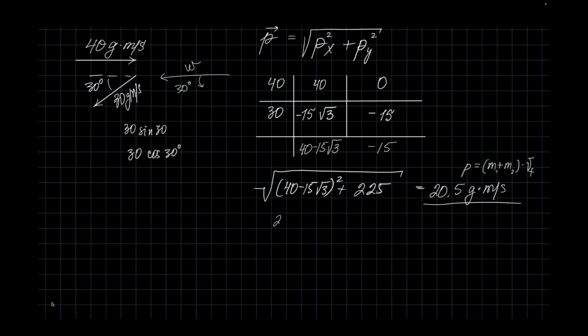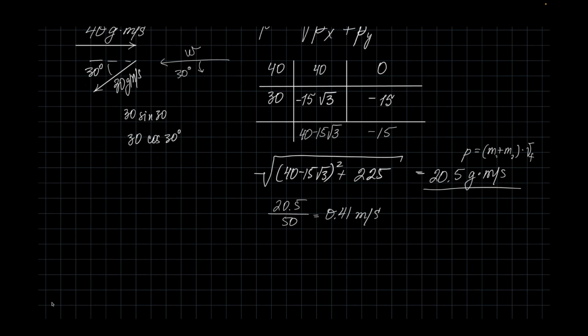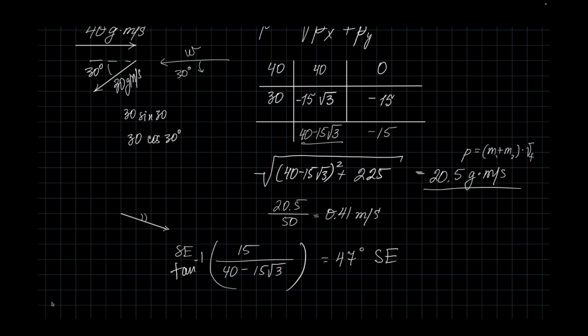So then I have to divide 20 and a half by 50. Grams cancel. That's why I didn't have to convert anything. So if I divide that by 50, I get 0.41 meters per second. And to figure out the direction, it's going to be southeast. I can take my 15 over 40 minus 15 roots of 3, inverse tangent of that. My calculator is saying 47 when I round it. So 47 degrees southeast.